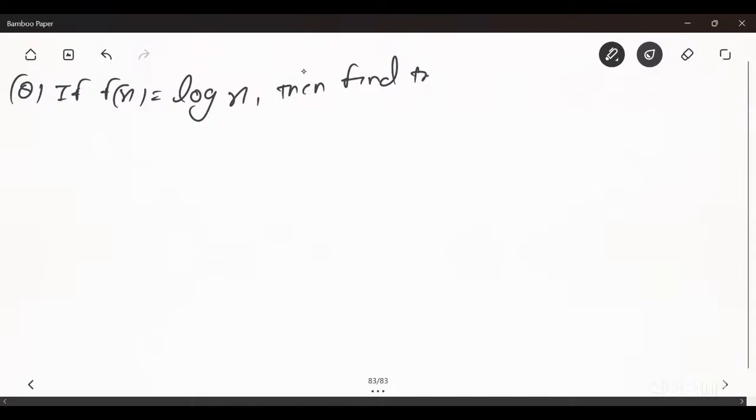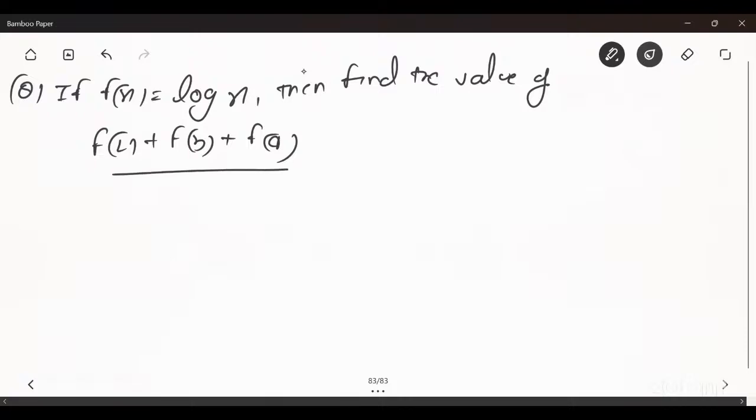So now next is, if f(x) is equal to log x, then find the value of f(2) plus f(3) plus f(4) upon log 24.